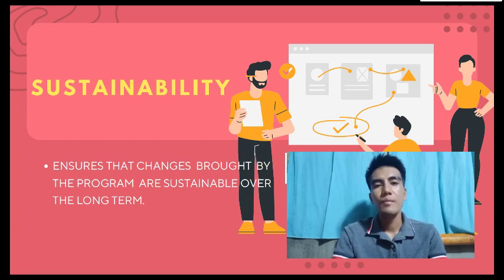So, sustainability ensures that changes brought about by the program are sustainable over the long term.